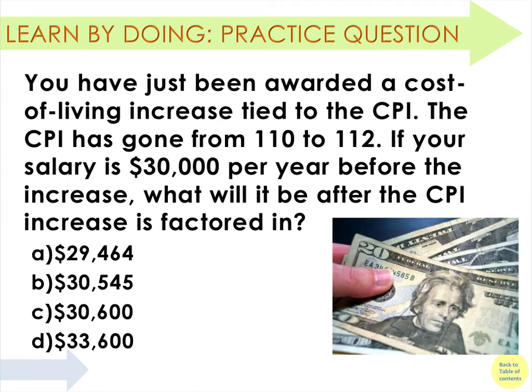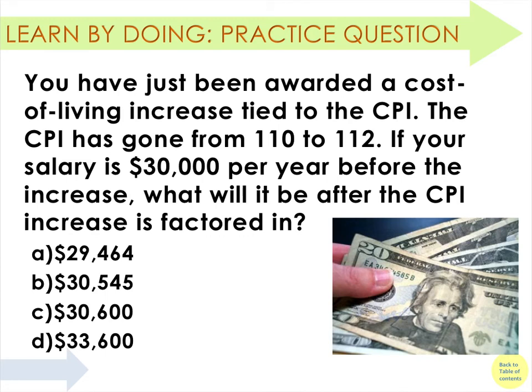All right, let's have a practice question. You've just been awarded a cost of living increase tied to the CPI, Consumer Price Index. The CPI has gone from 110 to 112. If your salary is $30,000 per year before the increase, what will it be after the CPI increase is factored in? Pause, work the problem, and then we'll do the solution.